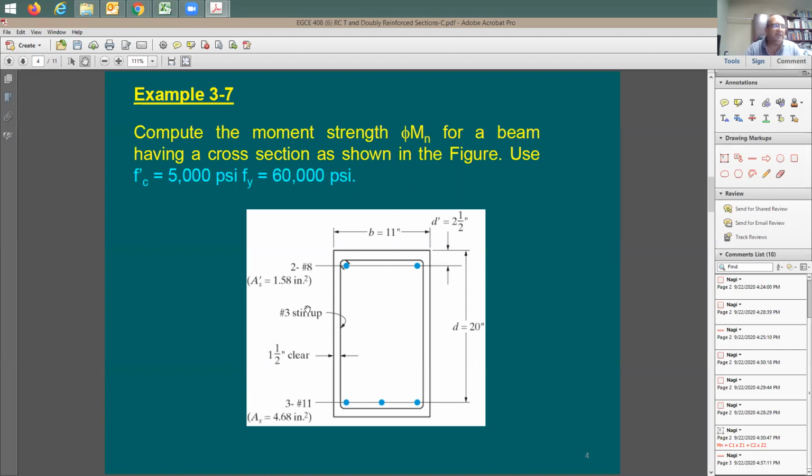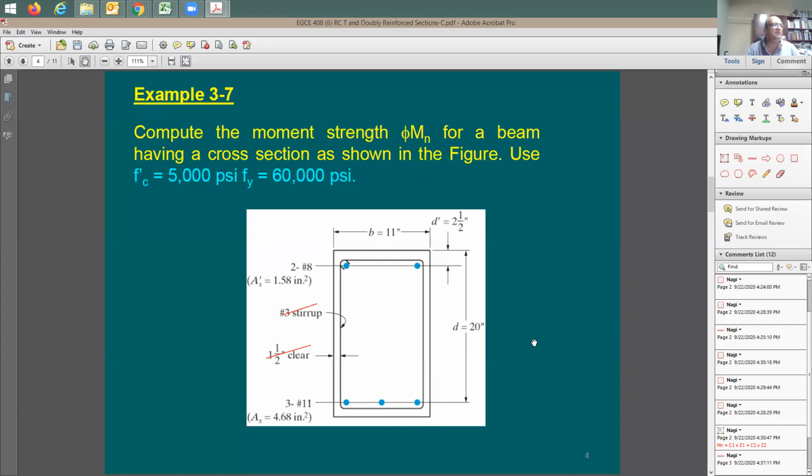They give you here a stirrup or a tie of number 3 with 1.5 inch clear. Is this important for me when I find Mn? I say not really. You don't need this piece of information, not in this analysis. Here's my reason: the depth is given to you directly to the center of the rebar, so this is not going to help to figure out the cover and figure out d. I have all of this information provided to me.